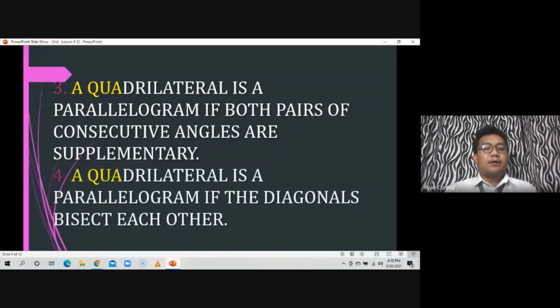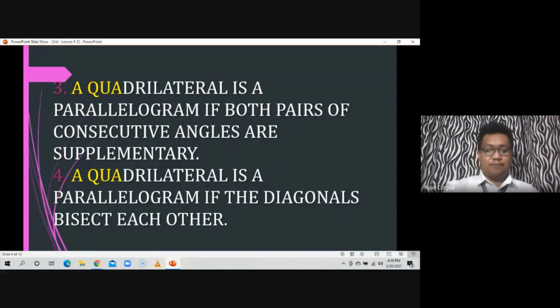Fourth, number 4, a quadrilateral is a parallelogram if the diagonals bisect each other. Pag sinabi natin bisect, it divides it into equal measures. So yung diagonals na yun, since nag-intersect sila, nag-draw tayo ng diagonal ng parallelogram, so yung intersection doon sa gitna, hinati nun yung diagonal na yun into two equal measures. Yung isang diagonal, kapag binisect ng other diagonal, hinati niya yun into two equal measures. Ganun din yung isang diagonal.